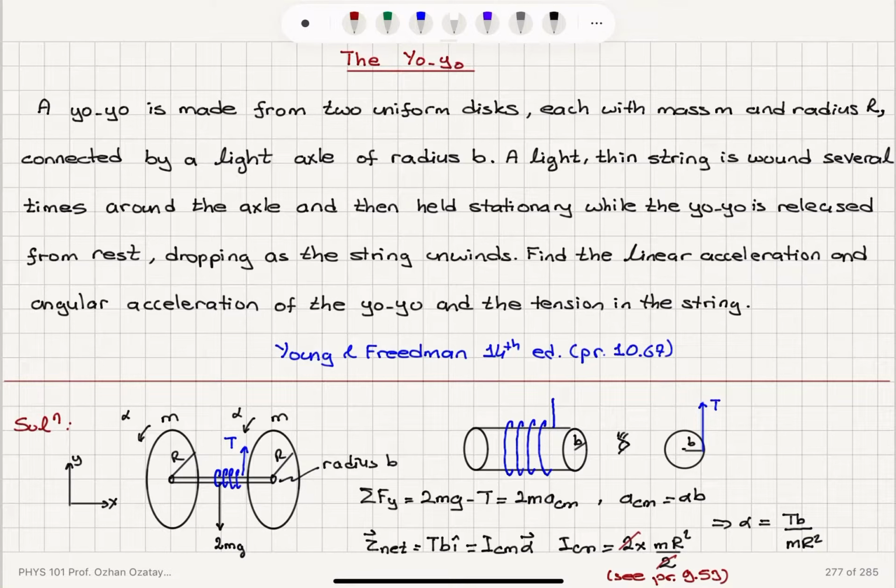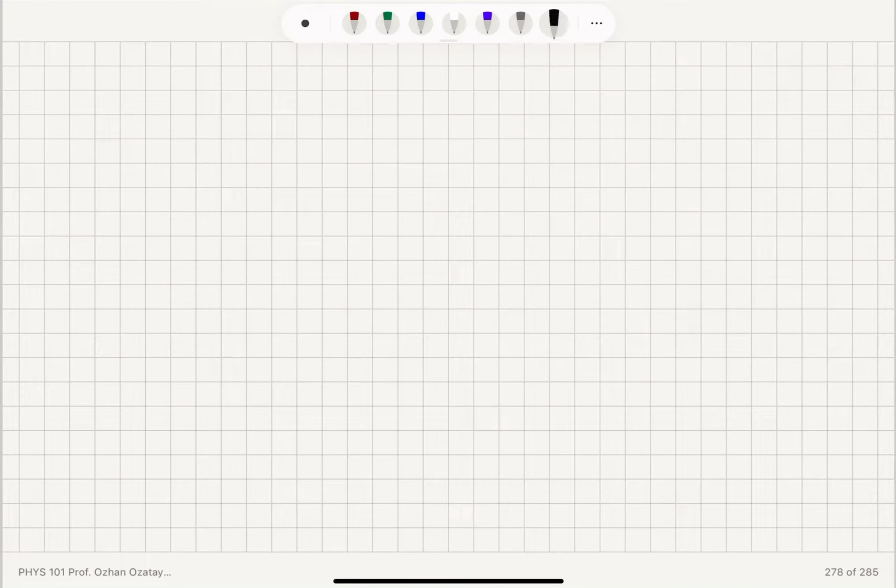Notice that I have no contribution from the axle here because the axle was considered to be light, so we neglect its mass. Okay, now at the same time, the acceleration of the center of mass is related to its angular acceleration alpha times b, so we can use this expression alpha times b, where alpha is equal to Tb divided by mR squared. So now this is going to become m capital R squared Tb squared over m capital R squared.